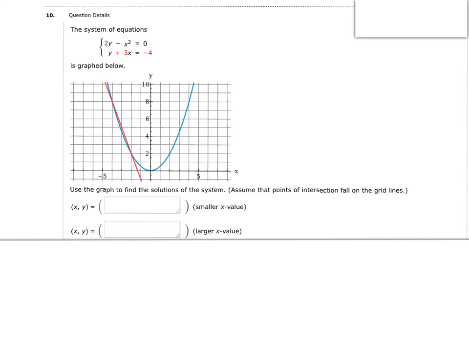All right, next up here, once again, when they graph it for you, I would always just use their graph. So I see that these intersect right here and right there. So the smaller x value, of course, is the one that's further left. So that's this one. So I'm going to say that's negative 4, 8. And then the bigger x value is, of course, the one that's further right. So the other point is negative 2, 2.